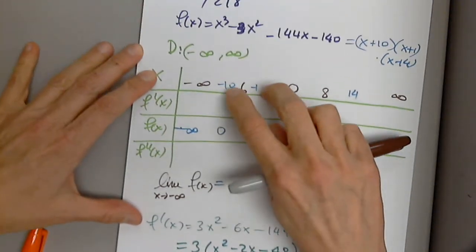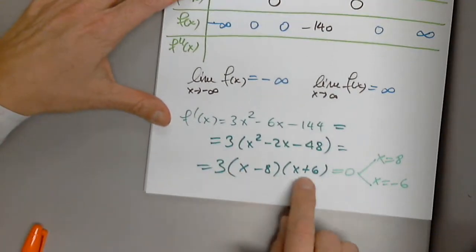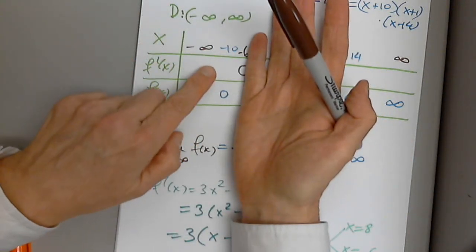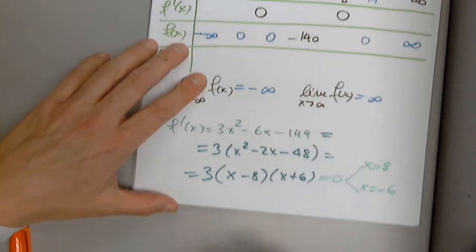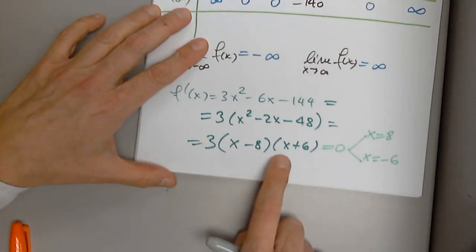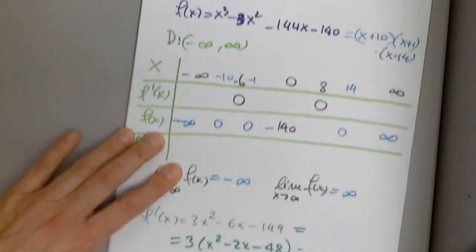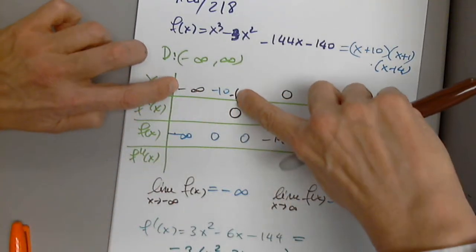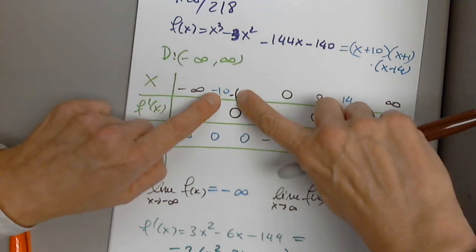Okay, so let's plug in a number. Because I have it factored, this is much easier. So when I plug in negative 10, this is negative and this is negative. Negative 10 minus 8, negative 10 plus 6. What will be the sign of the first derivative here between negative infinity and negative 6? And I used negative 10.